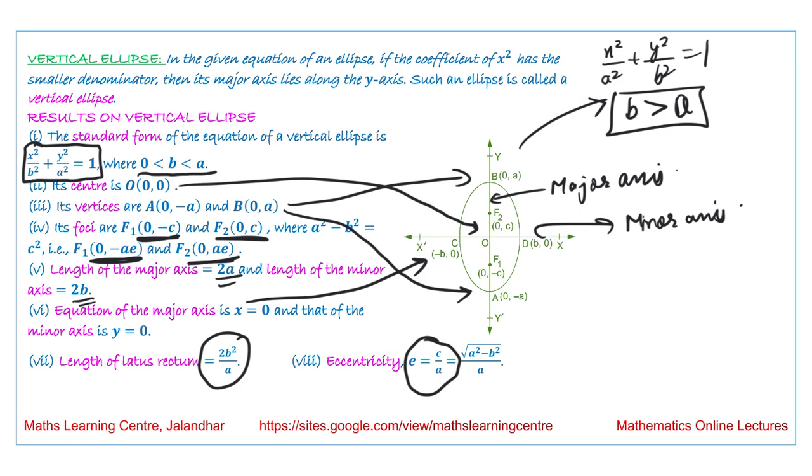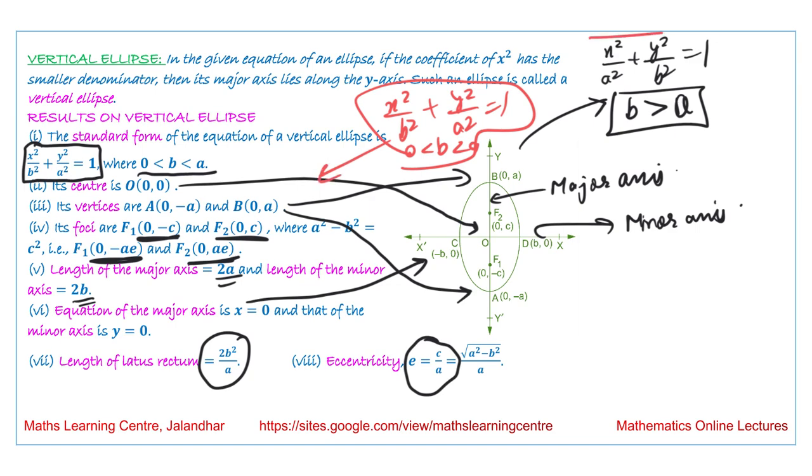So you can consider the equation in any form. You can consider the equation in the form x square over b square plus y square over a square is equal to 1, with 0 is less than b is less than a. All the results will come in this form. If you are considering the equation in this form and you write b is greater than a, then these results will change accordingly.